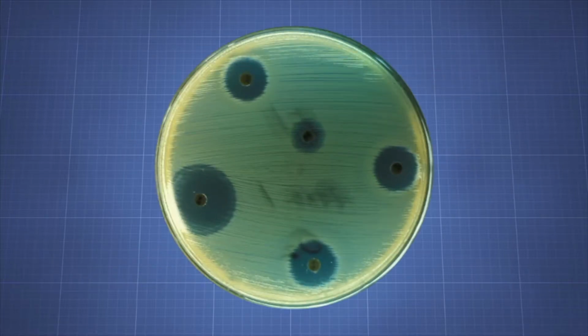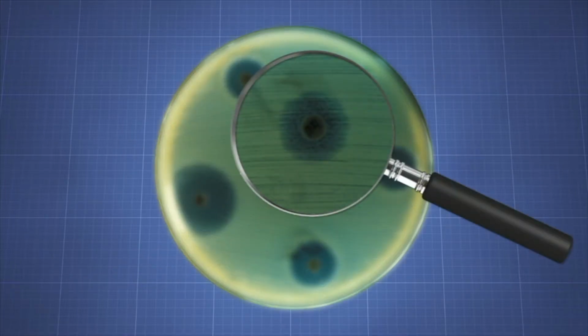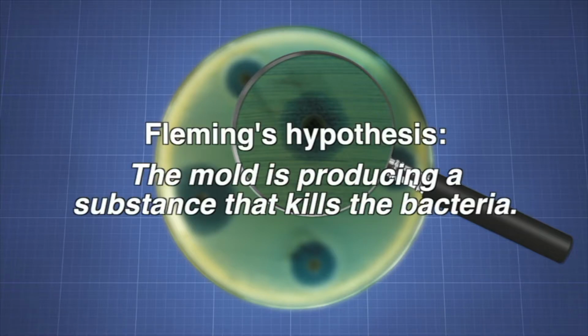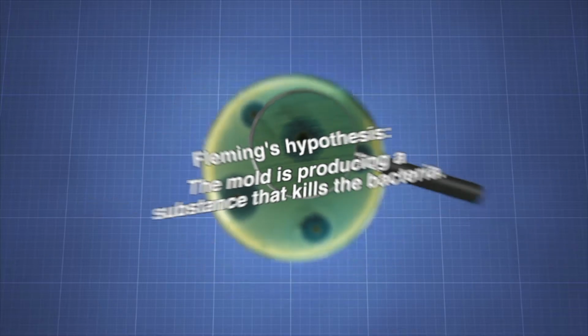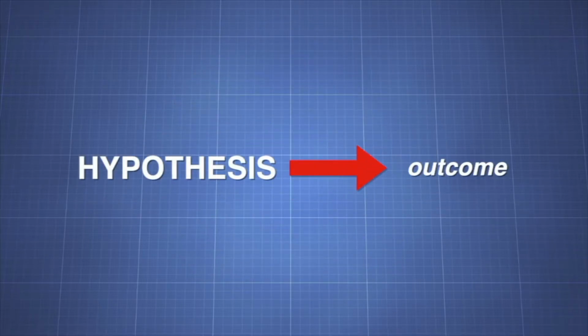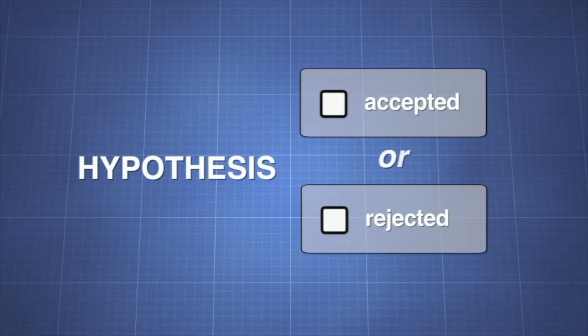Fleming observed that the area around the mold was free of bacterial growth. So Fleming proposed a hypothesis that the mold was producing a substance that killed bacteria. The hypothesis is used to predict an outcome. The hypothesis can then be accepted or rejected depending on whether the prediction is true or not.